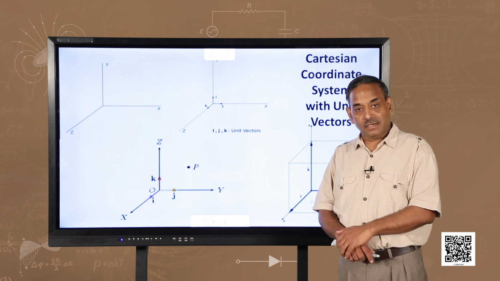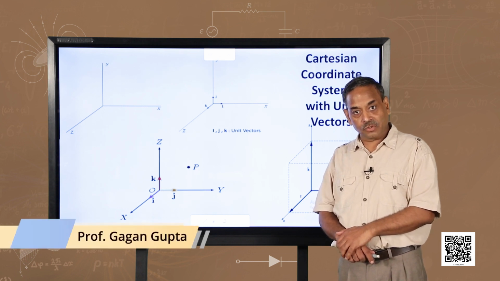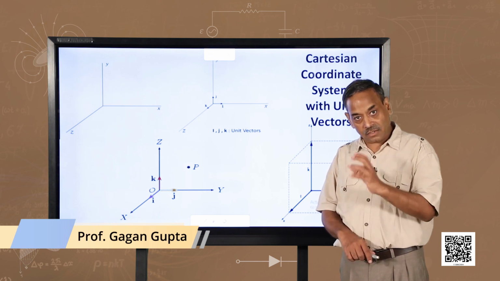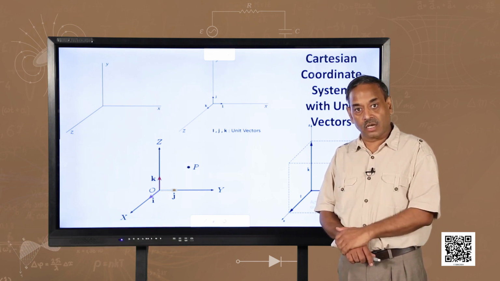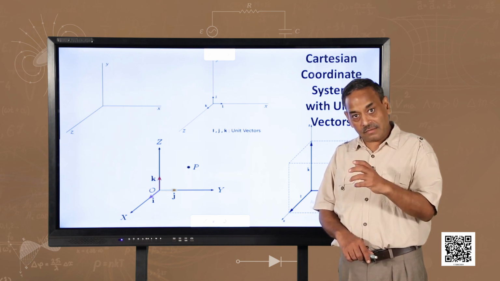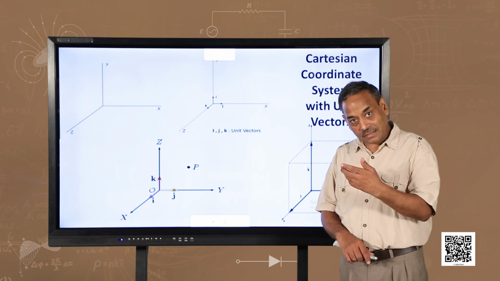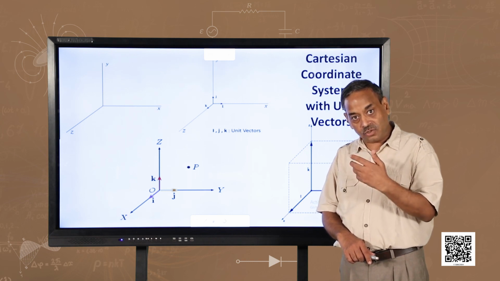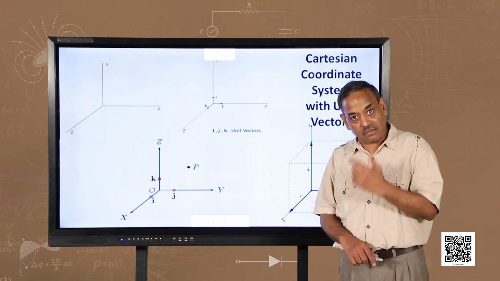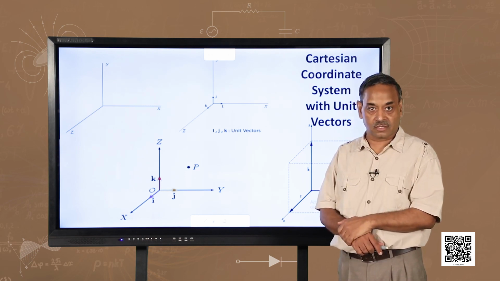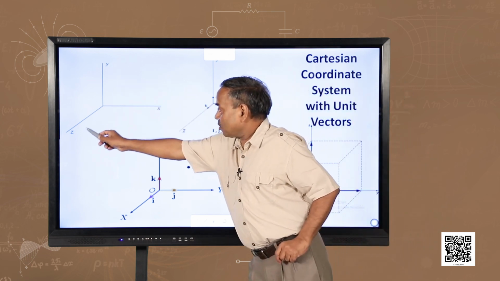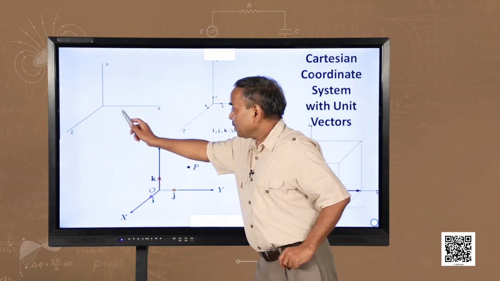Hi friends, welcome back. In the last episode, we were trying to understand the resolution of vectors, and we had resolved the vectors along two arbitrary directions, say A and B. And then I mentioned that in the next episode, we will be discussing the resolution of vectors along the three standard lines in the rectangular Cartesian coordinate system. The Cartesian coordinate system is x, y, z.